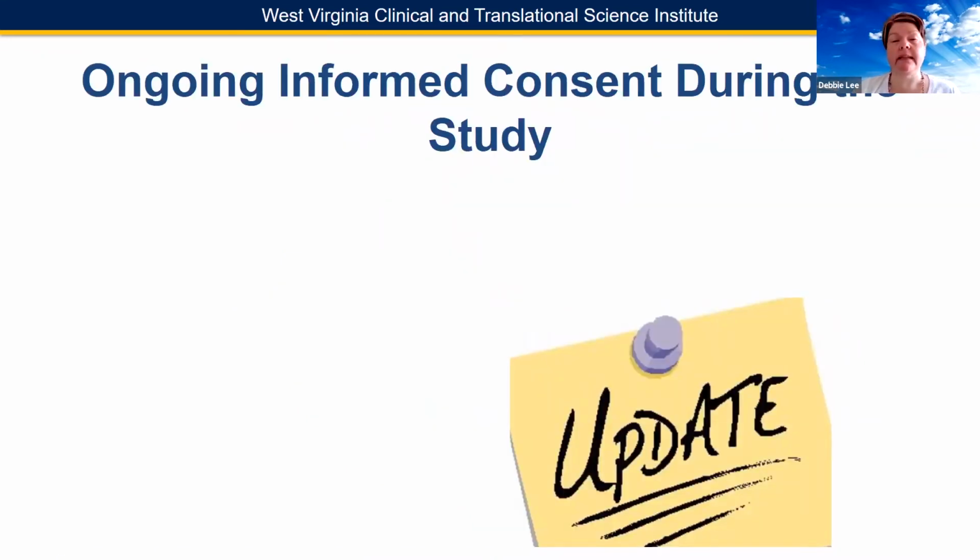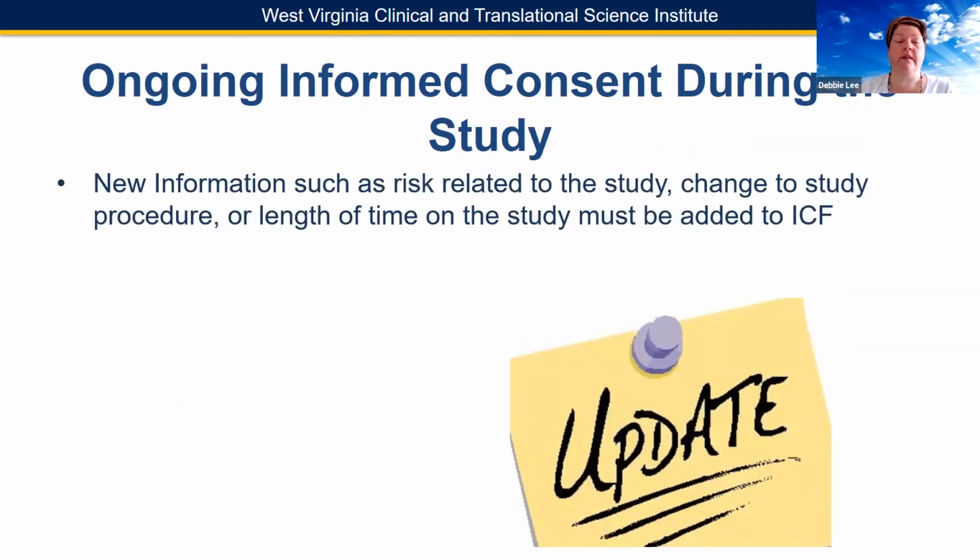Ongoing informed consent, because things happen, right? New information comes available. There's a new risk related to the study. There's a change in study procedures. Maybe, let's go back to my diabetes patient, initially you thought you would do 3 A1Cs over the next year, and you decided that you need to obtain one more 3 months after the study. So once again, making sure that patient is aware of that. If the length of the study time has increased, that must be added to the informed consent.